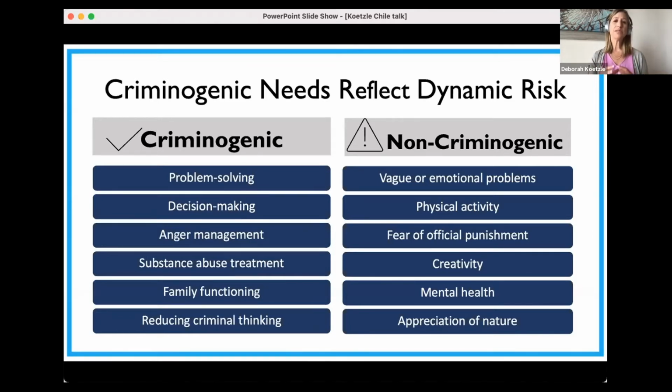But what the research tells us is that non-criminogenic needs are not driving recidivism. And so what that means is that if we only focus on non-criminogenic needs, we're not likely to change recidivism. We're not likely to change those outcomes.